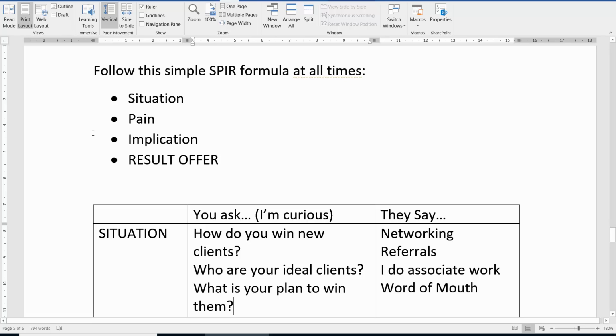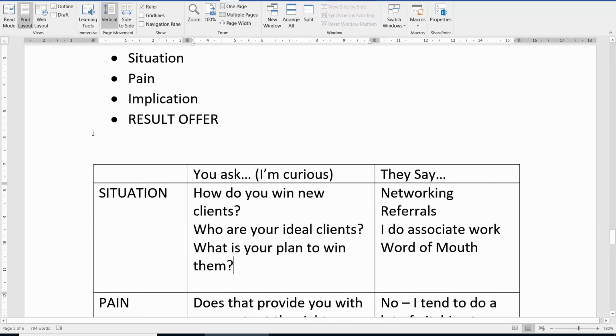So here's what you need to do. You've got your situation. Once they've answered that, they're likely to come up with a bucket of standard responses. So take this template from the manual and fill it in, thinking about how people are going to engage with you. It works within LinkedIn. It's going to work within the cold email that you may be doing as well. So how do you win new clients? Who are your ideal clients? What is your plan to win them?